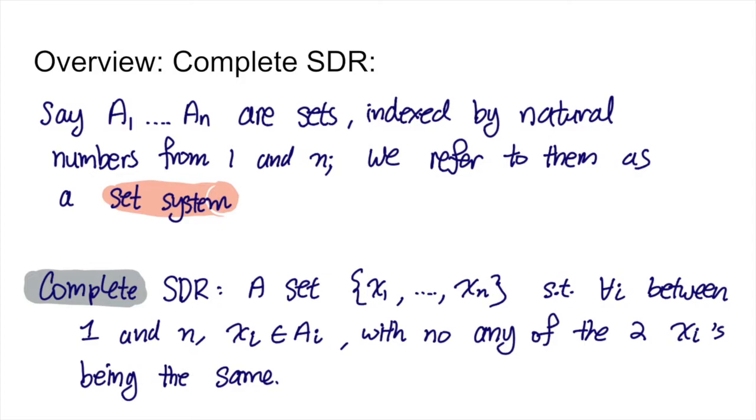So what is a complete SDR? Well, it is a set that consists of x1 all the way to xn, such that for all i between 1 and n, xi is an element of Ai, without any two x's in the set being the same. Conceptually, for example, consider a scenario like this.